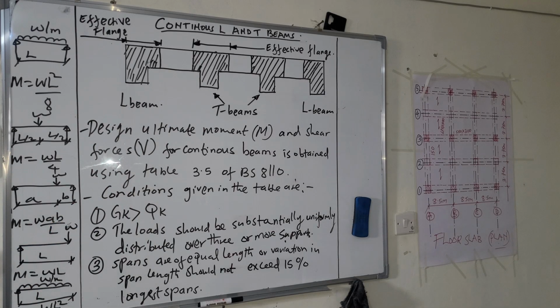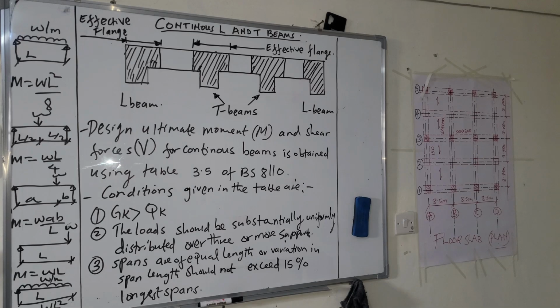For example, if you proceed to this plan, this is a beam. Let's call it beam A2 and D2. So this beam is supporting this slab, a half of this and also a half of this. So we call it a T beam.